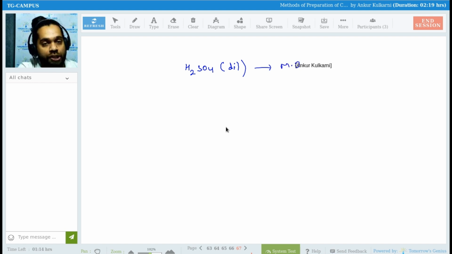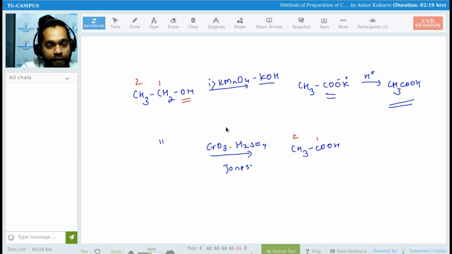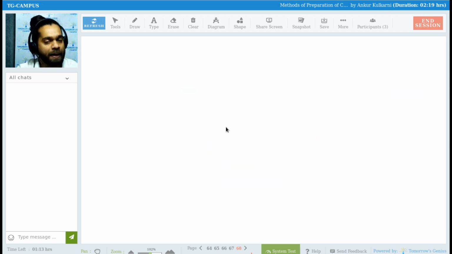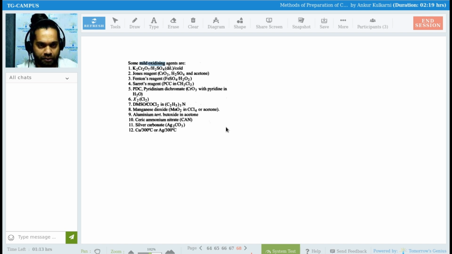Even your Jones reagent, if I use extra acetone over here, will also act as a mild oxidizing agent. Wait, I have a list of mild oxidizing agents. If they do not mention dilute, then use it as a strong one. But if they mention dilute, that means you have a mild oxidizing agent. See, this is the list.